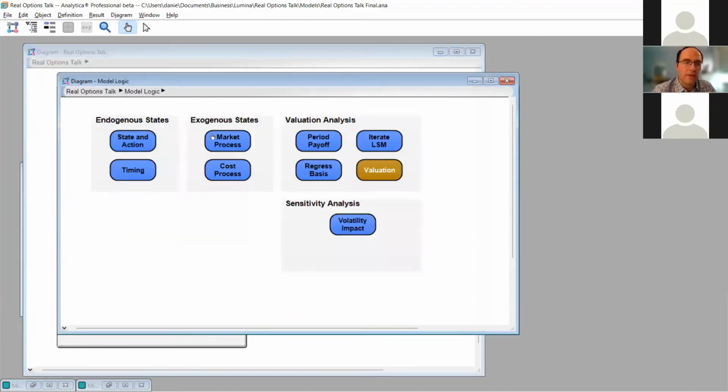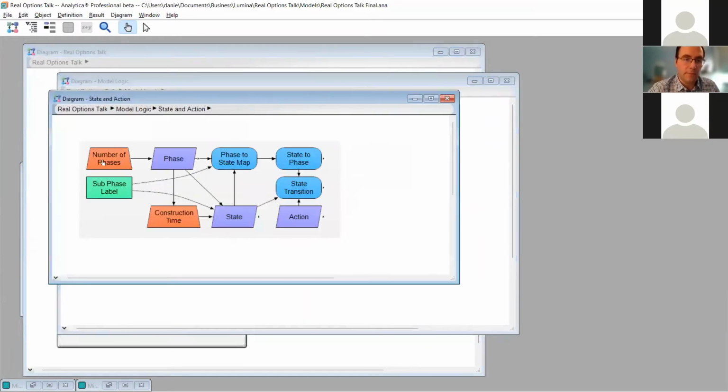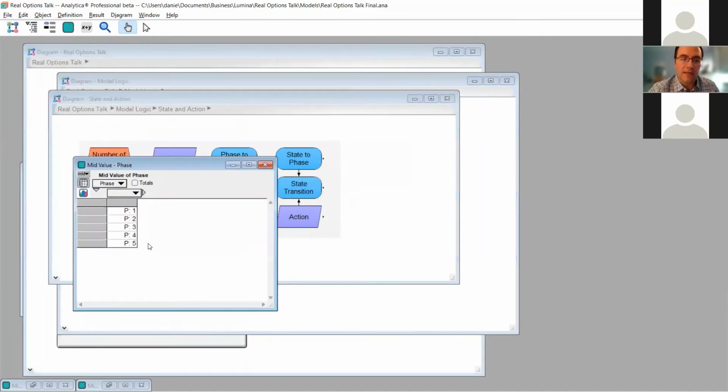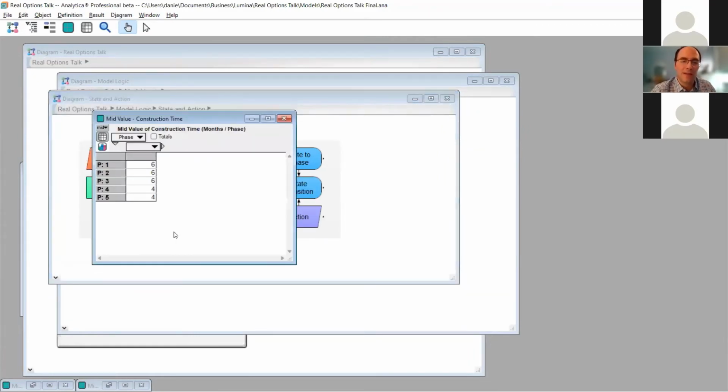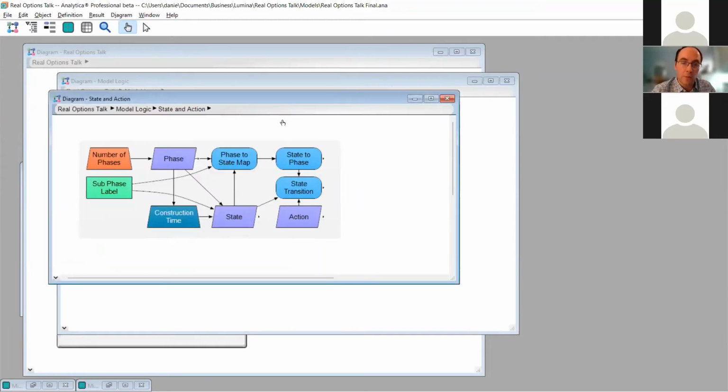So the first thing to do is define our endogenous states and our actions. We have 5 phases in this, and at the start of each phase, we can make a decision, but each phase has a construction time. We can't just do one phase, and this is that kind of path dependency that I was talking about. For this model, the first 3 phases will be 6 months long, and then the last 2 will be 4 months long.